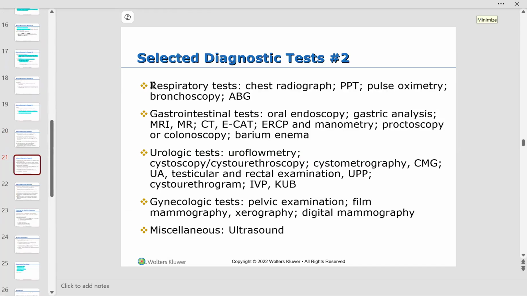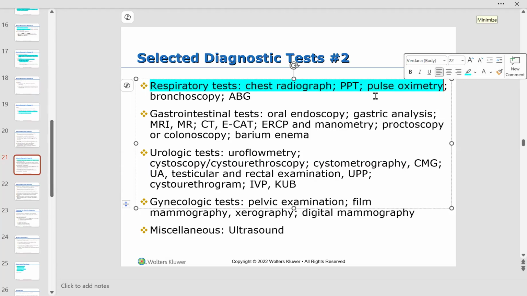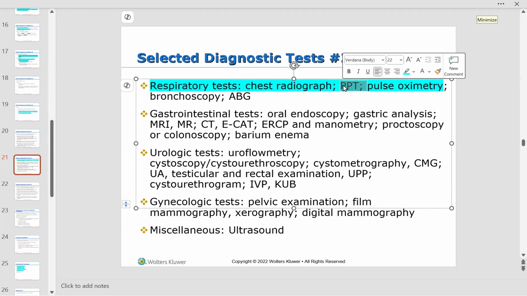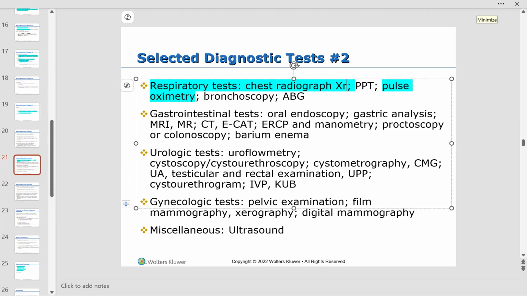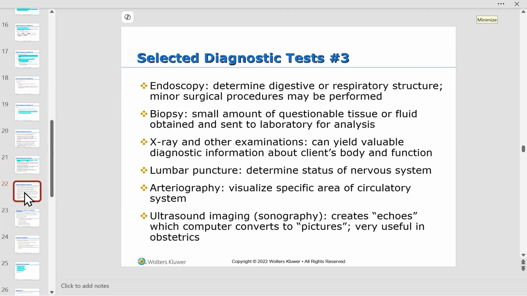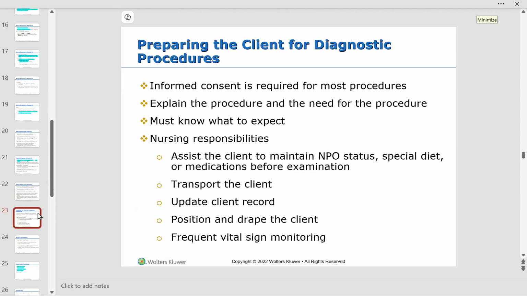Now, we already know with respiratory, we talked about pulse oximetry, right? We know about that, pulse ox. We know about a chest radiograph, which is an X-ray, just a fancy name for an X-ray. And we know about ABGs, so we can highlight those. We will go through all of these diagnostic tests as we go through the body systems. So there's a whole bunch of them.